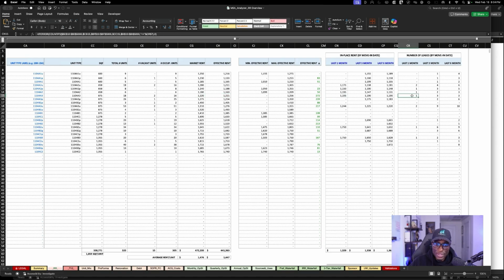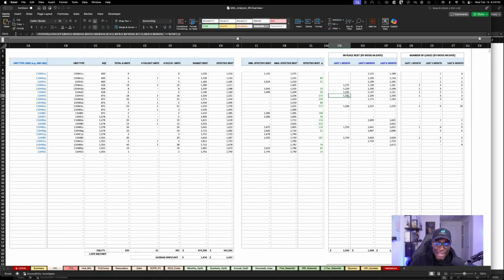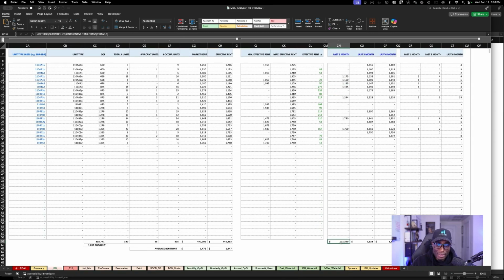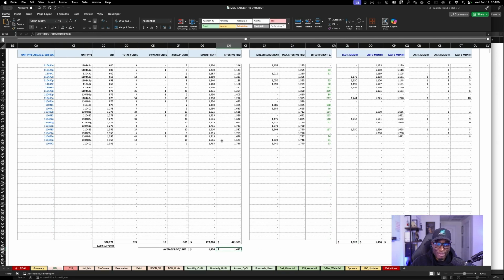How many leases were signed? 1 in the past 1 month, 3 in the past 3 months. I can see that even the most recent leases are getting lower rent than the average. Probably a lot of those leases were signed a few months back. This is something that I would use to assess the trends in rent. Ideally, what I want to see is that when I look at the most recent leases, it's much higher than the in-place average for the effective rent.